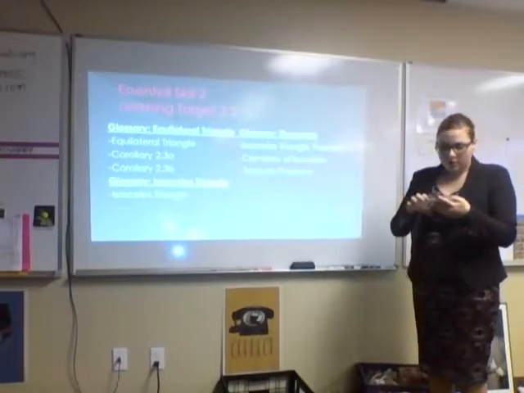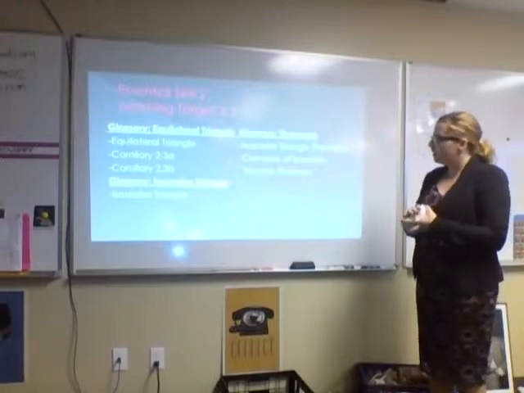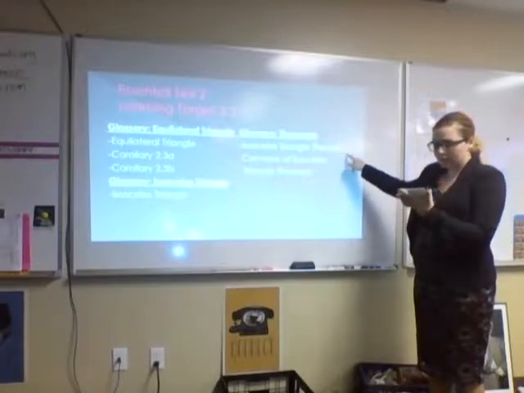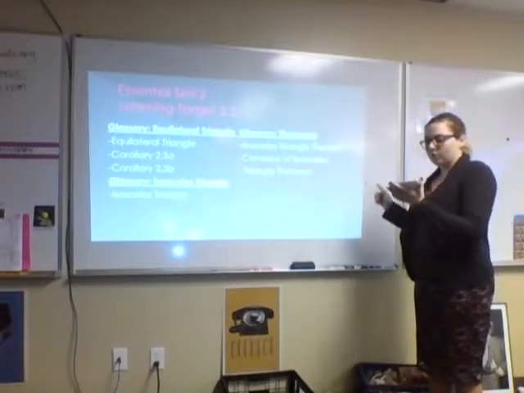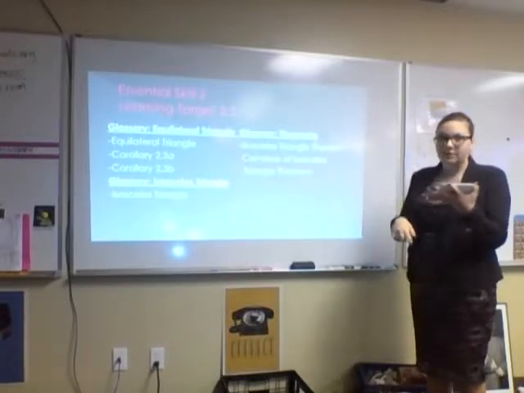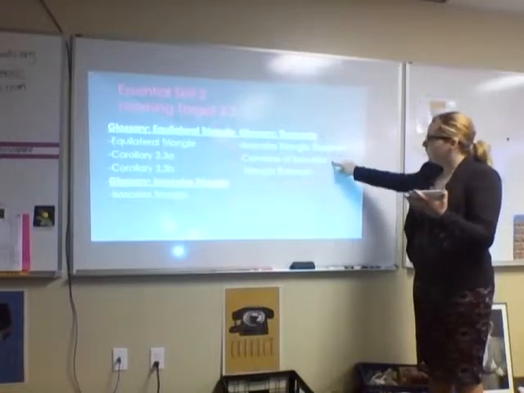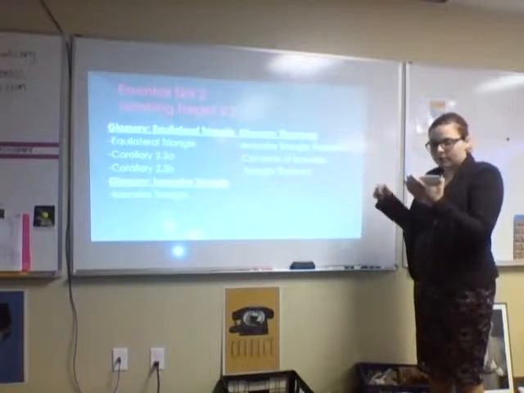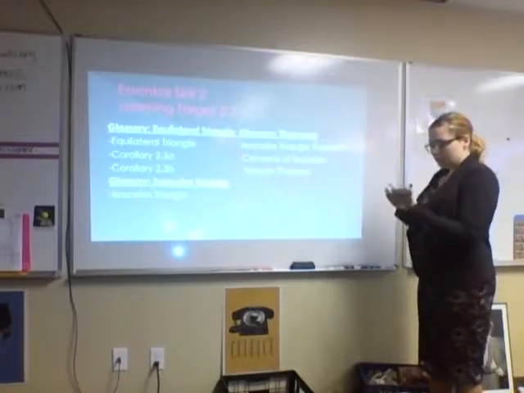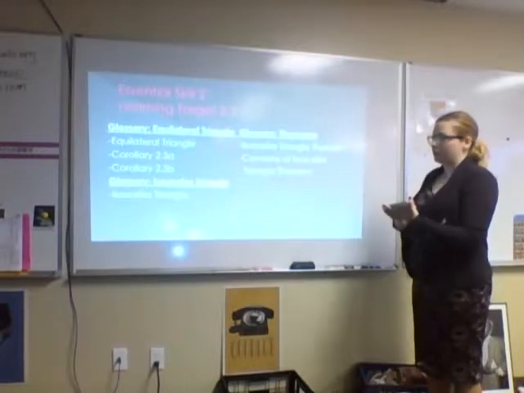An isosceles triangle has 2 congruent sides, and the isosceles triangle theorem is if two sides of a triangle are congruent, then the angles opposite the two sides are also congruent. The converse of the isosceles triangle theorem is if two angles of a triangle are congruent, then the sides opposite the angles are also congruent.